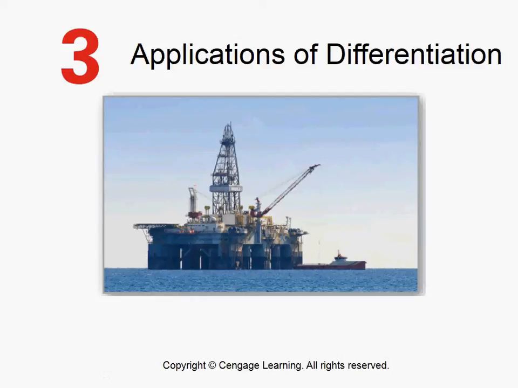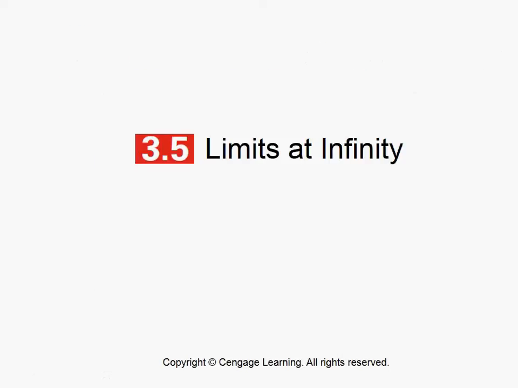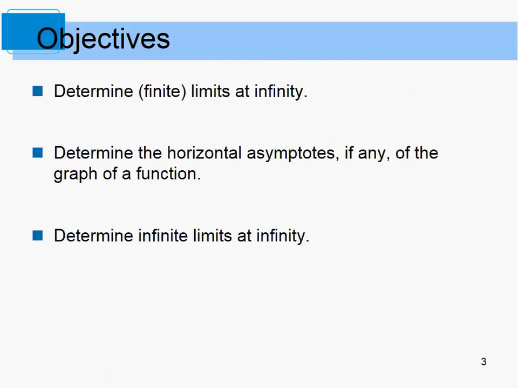So, 3.5 is limits at infinity. Now, this is not infinite limits. This is limits at infinity. So now, instead of the limit of something as x approaches 2 being infinity, we're talking about the limit as x approaches infinity. So as x gets really big or x gets really small. What we want to do is determine the finite limits at infinity. We want to determine the horizontal asymptotes, if any, of a graph of a function, and determine infinite limits at infinity.